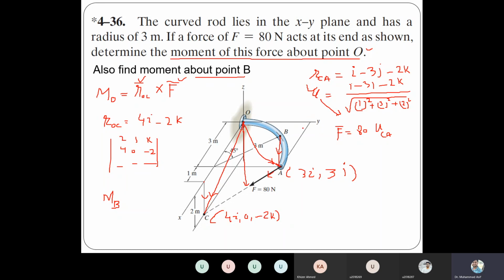So what you need is basically first the coordinates of point B, because just like this one, to get ROC we need the coordinates of O and C. O is 0, 0, 0 and C we already calculated. So you just need the coordinates of B, right? So how can you get the coordinates of B? Anyone? We will make the components of this distance 3.